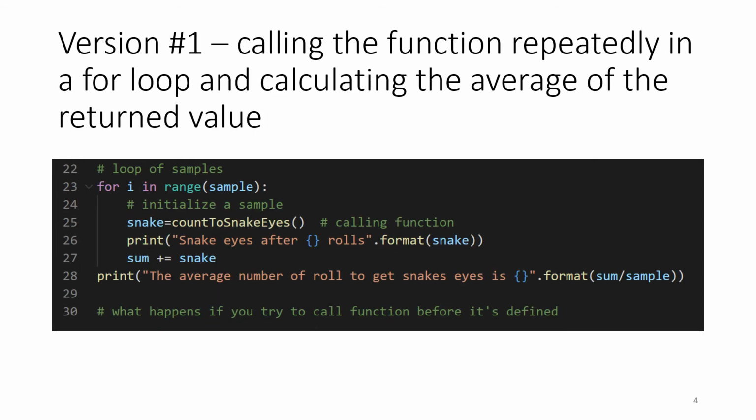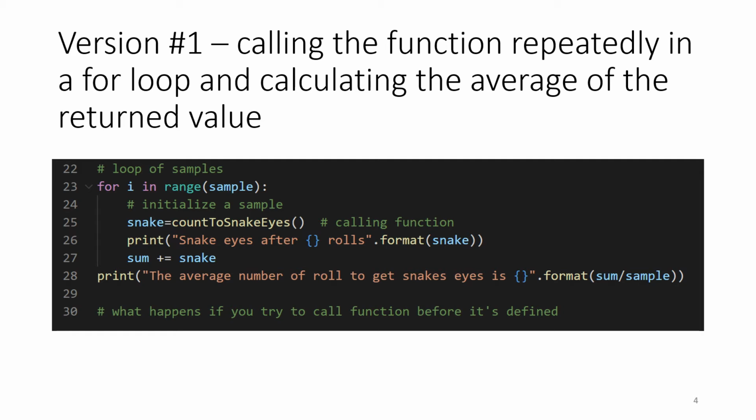So after we define a function that gives us a count of the number of rolls in order to achieve a snake eyes, then we can call that function. In this case, we're going to call that function over and over again. So we are in a for loop, so we're going over the number of samples. In 25, we are calling our function count_to_snake_eyes.